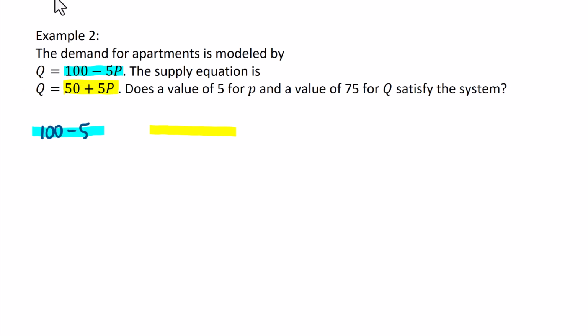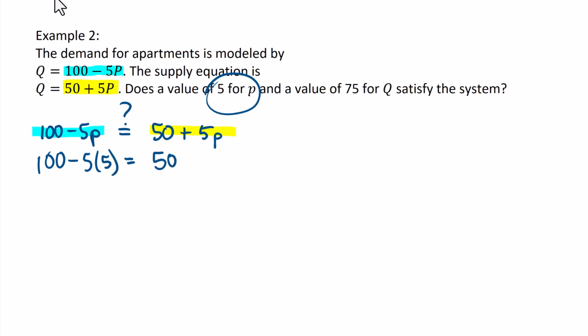100 minus 5p equals, and we're trying to see if this works, 50 plus 5p. And now I'll replace the p with 5. 100 minus 5 times 5. And we want to see if that's equal to 50 plus 5 times 5. 100 minus 25 equals 50 plus 25.